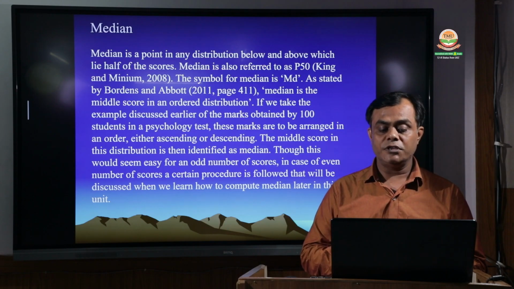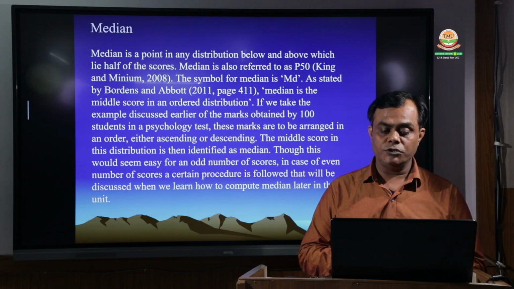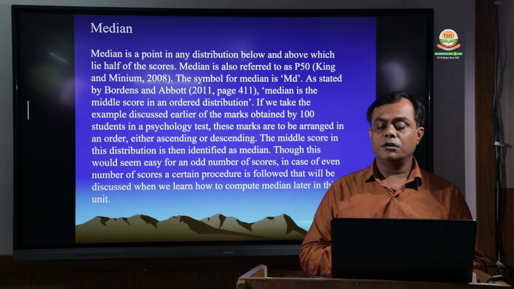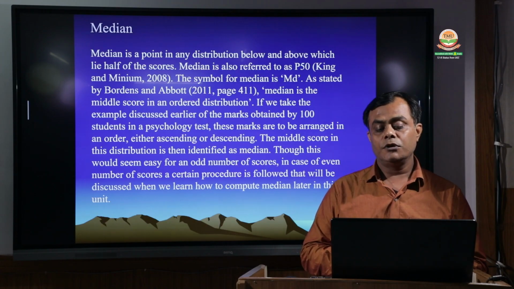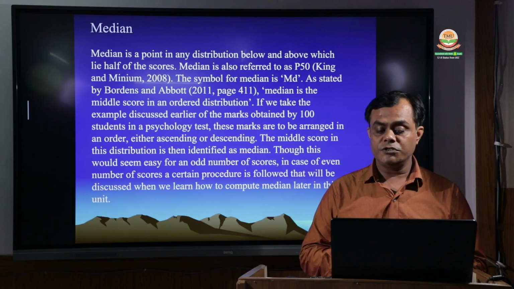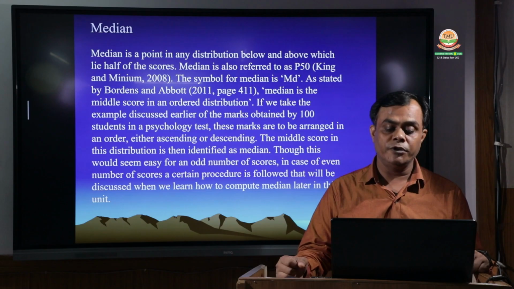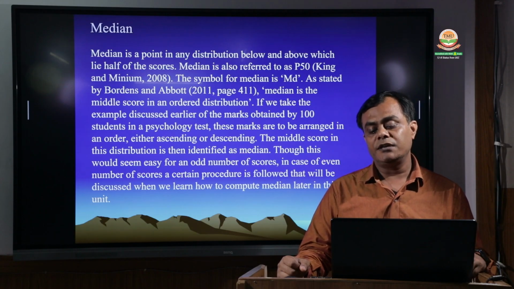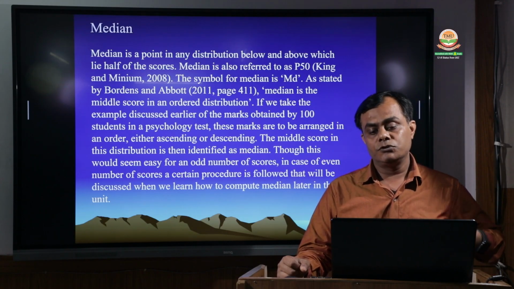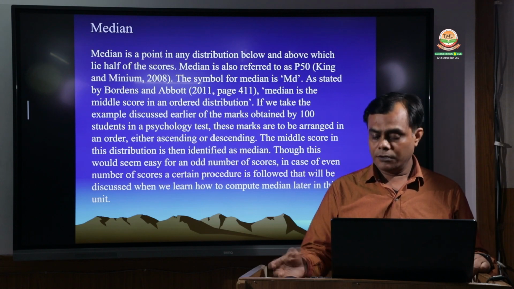This seems easy for an odd number of scores. In case of an even number of scores, a certain procedure is followed, which will be discussed when we learn how to compute the median later in the units.